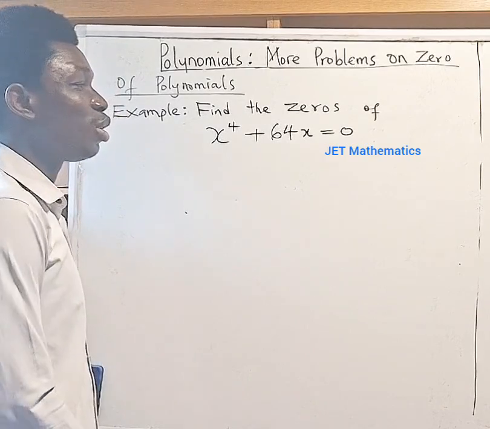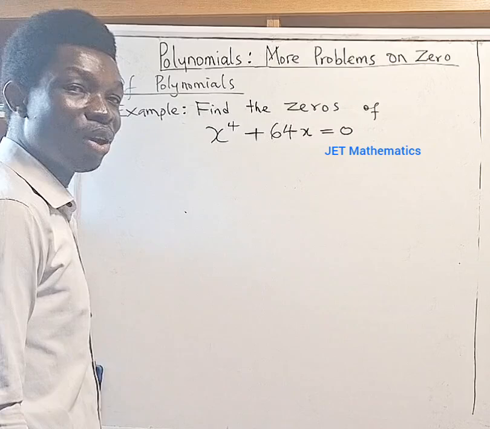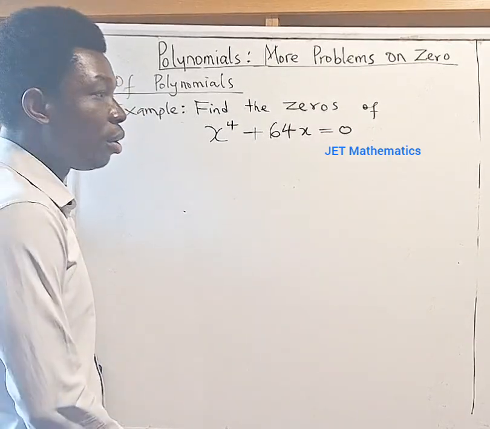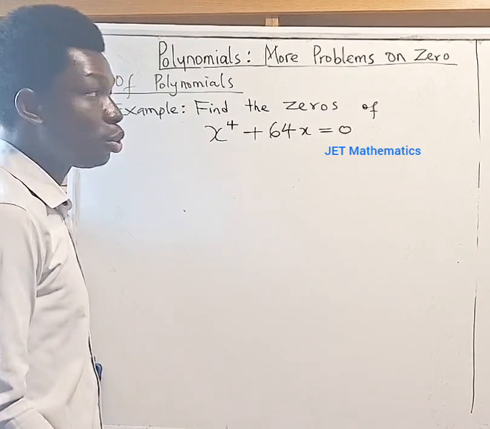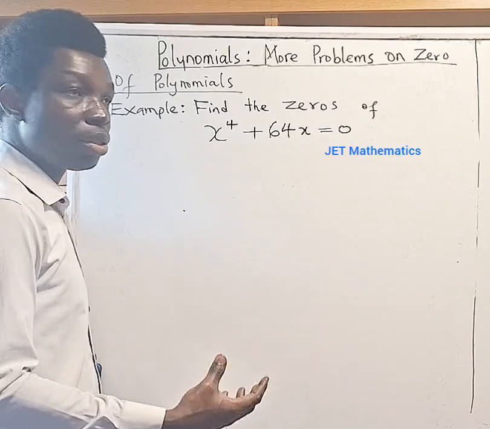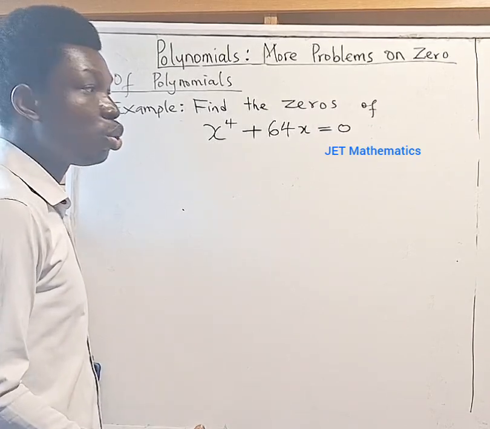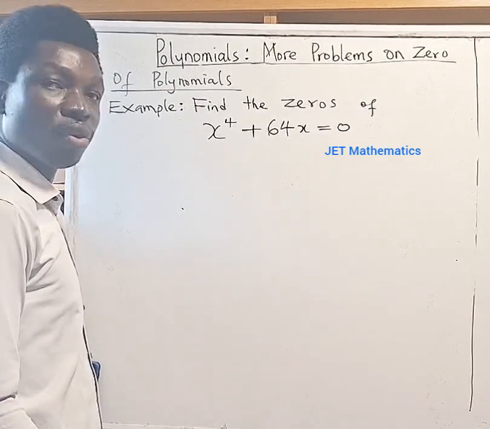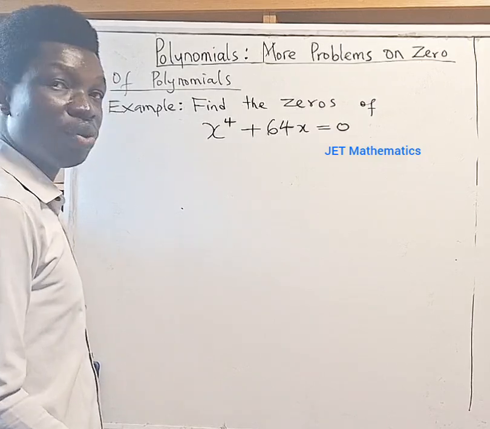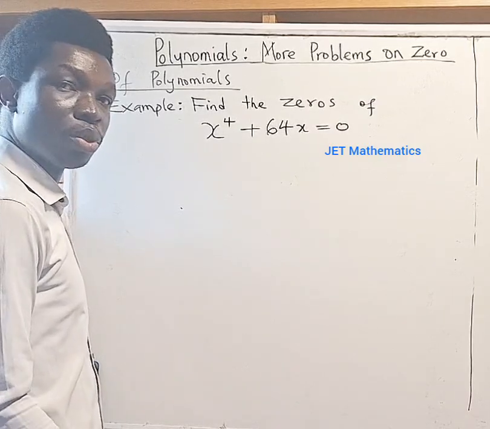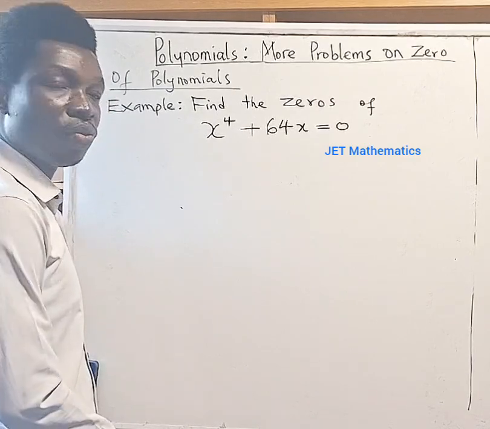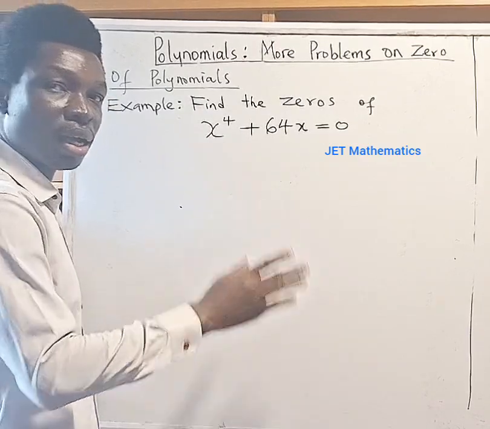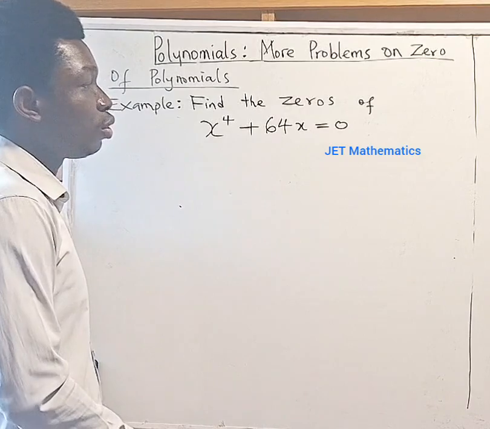We have this question on the board: x raised to the power 4 plus 64x equals 0. We are asked to look for the zeros of the polynomial. I'm doing so many examples on zeros of a polynomial so that you can get yourself used to different forms or different approaches to solve for the zeros of a polynomial. After this video, I'll do 2 or 3 examples, and then we can finalize our problems on zeros of a polynomial.